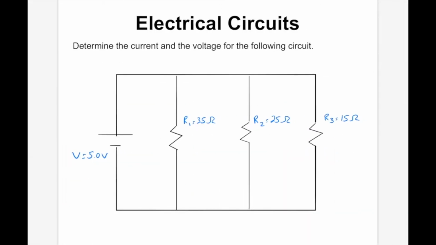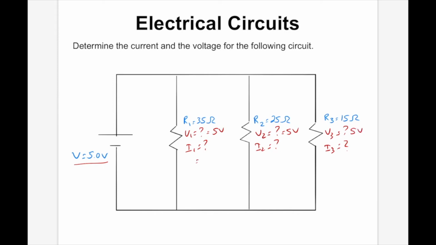Question 2. Determine the current and voltage for the following circuit. So we need to find V1, I1, V2, I2, V3, and I3. So we're going to use the same strategy we used last time. We know the voltage coming from the battery is 5 volts. So we know that V1, V2, and V3 must all be 5 volts. And now we can solve for the I's.